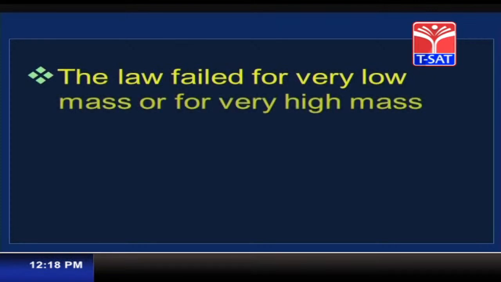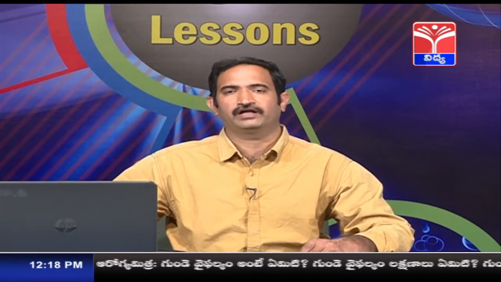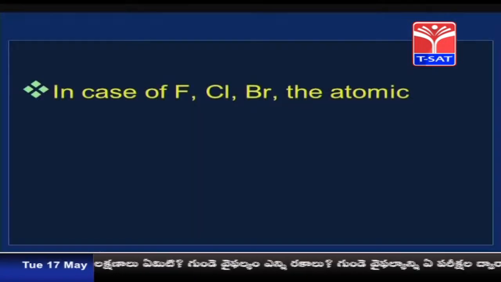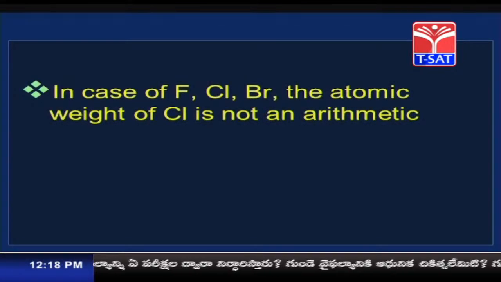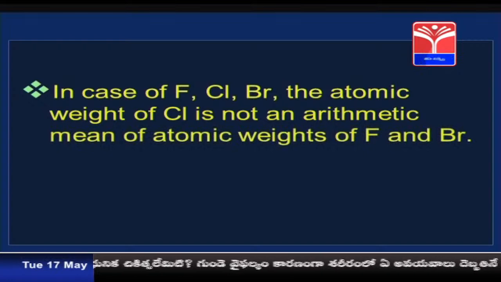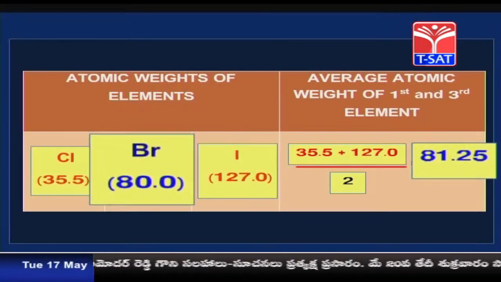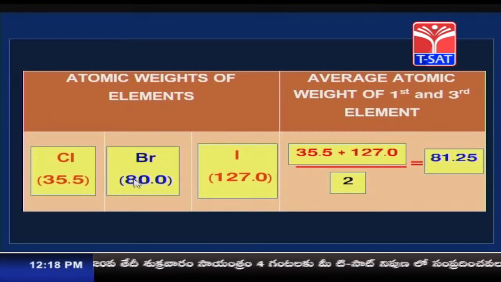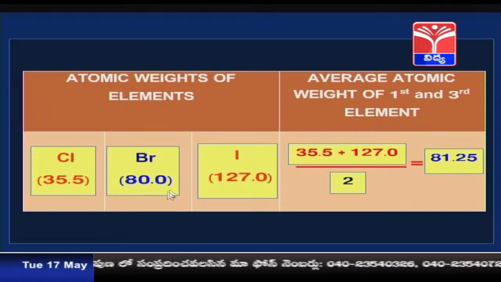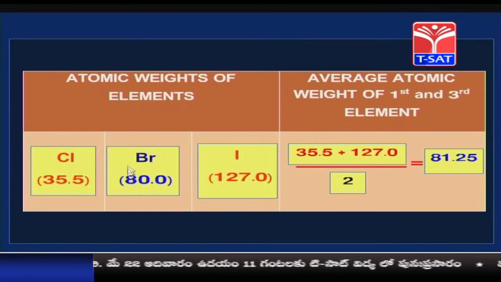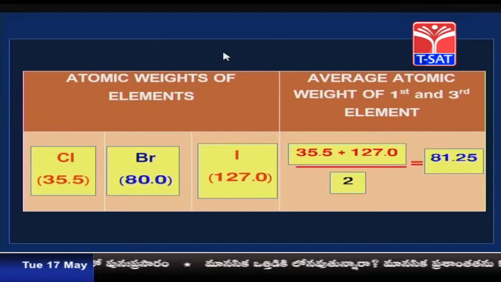Now, the law fails for very low mass or for very high mass elements. That means this law is not applicable for the elements having higher atomic weight and also lower atomic weight. In case of fluorine, chlorine, bromine, the atomic weight of chlorine is not an arithmetic mean of atomic weights of fluorine and bromine. We have studied under limitations. Now, here the bromine value is not matching with the average value of chlorine and iodine. We are getting 81.25, but in the case of bromine we are getting only 80. Therefore, such limitations we observed later on.